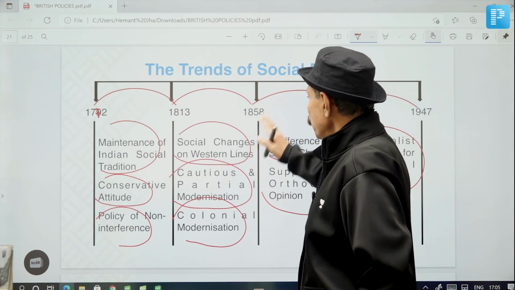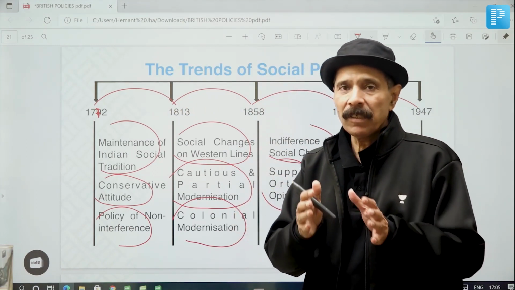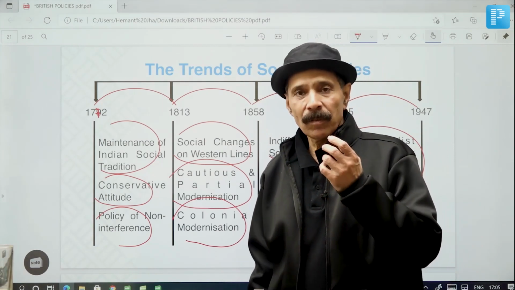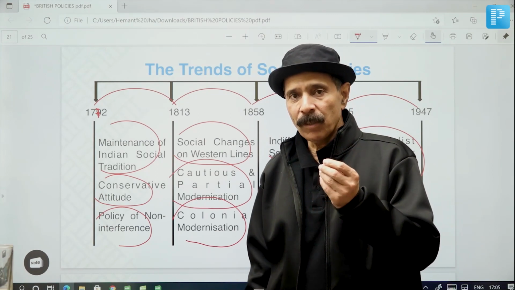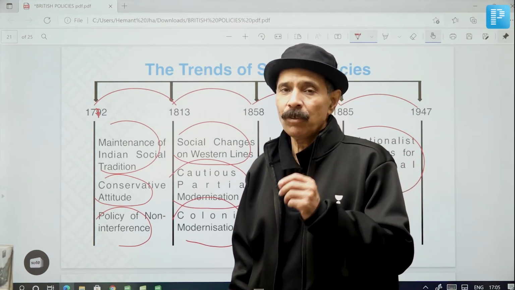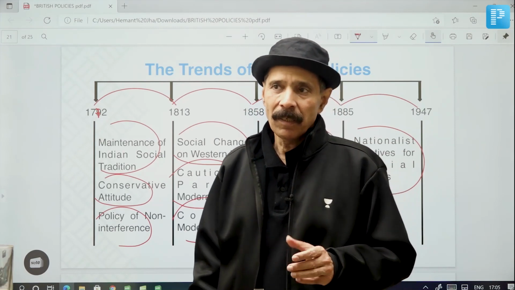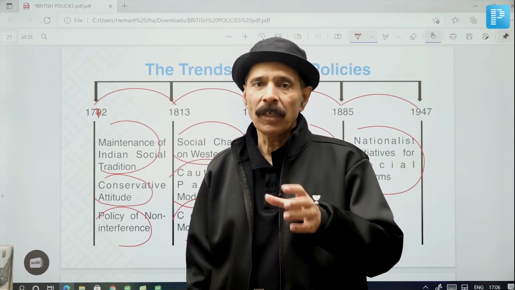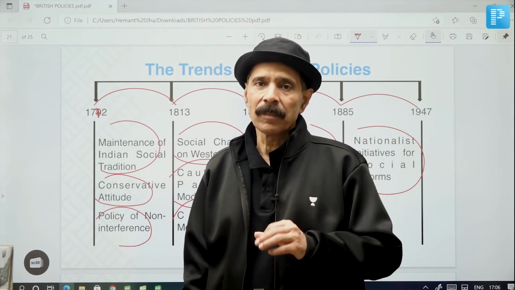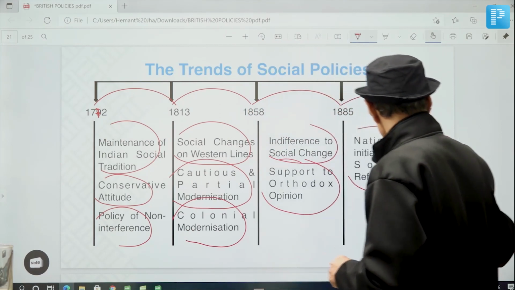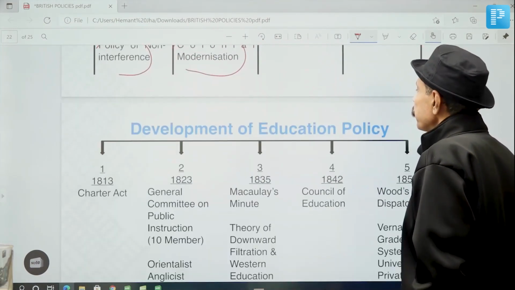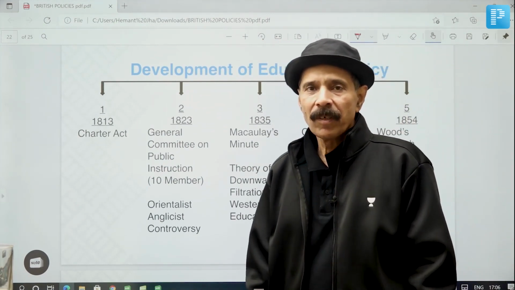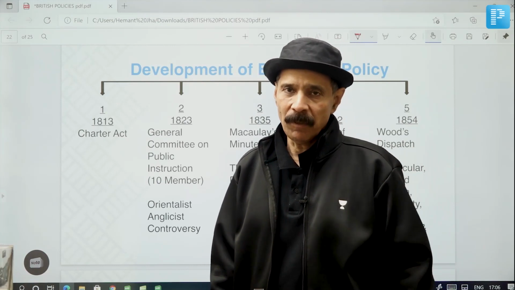And under social policies, one important aspect is education policy. So I'm going to throw light on the education policy. In fact, what is important for your preliminary examination is the entire development of the education policy, including certain committees and commissions. Take a look. Development of education policy. Here all points are important for your preliminary examination.